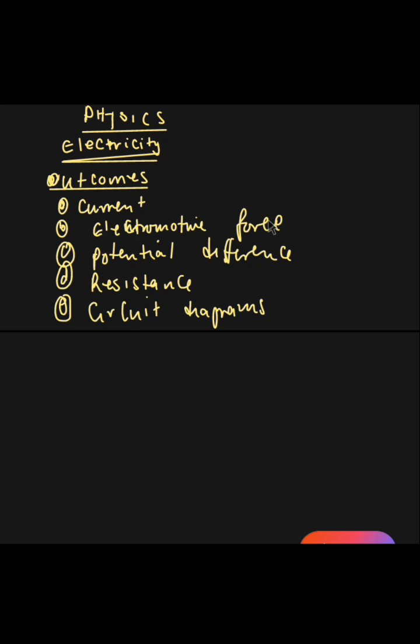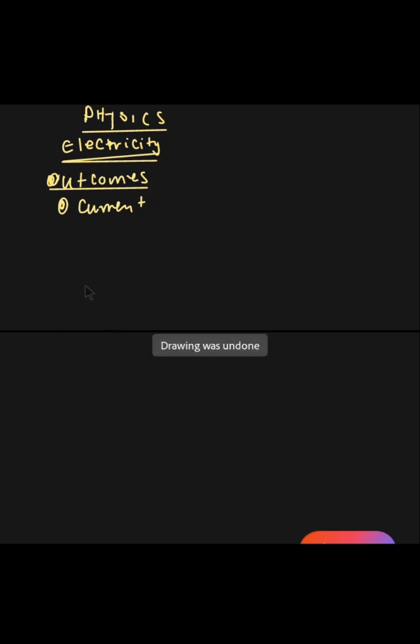So now we're going to start with current. Okay, so before we talk about current, we need to define what electricity is. What is electricity? By definition, electricity can be defined as a form of energy that results from the presence or flow of electrical charges. So we need to have electrical charges that are flowing in a particular conductor for electricity to happen.